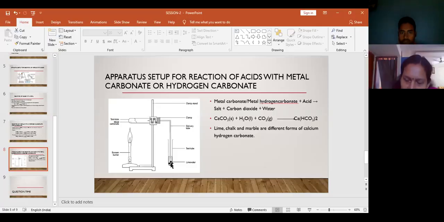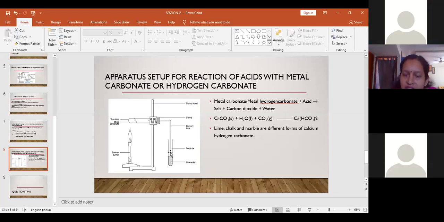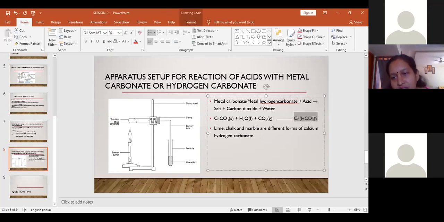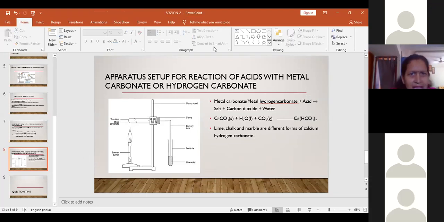Lime water is calcium hydroxide and water, and carbon dioxide is getting added to it. So the resultant that is formed is calcium hydrogen carbonate. Now this calcium hydrogen carbonate is generally found as deposits in natural condition. In our day-to-day life, we see calcium carbonate in the form of lime, chalk, or marble.